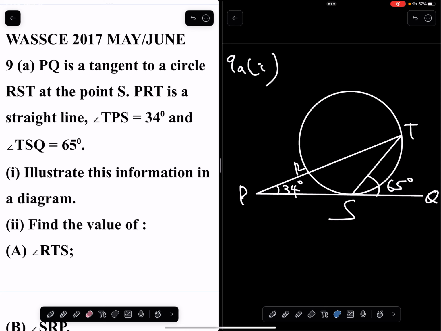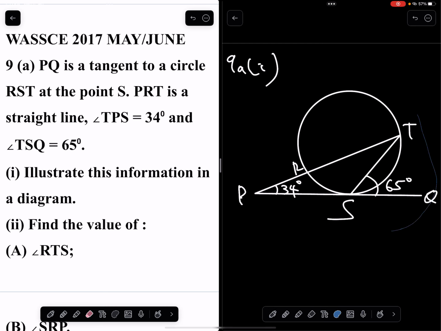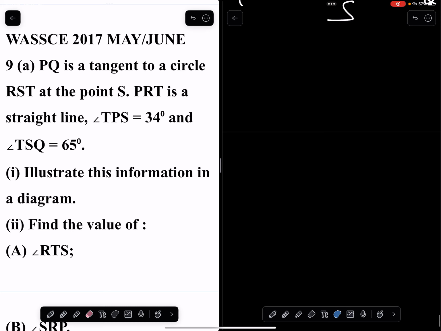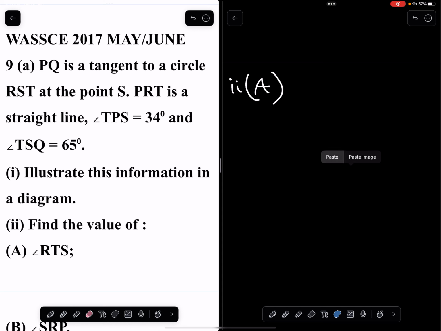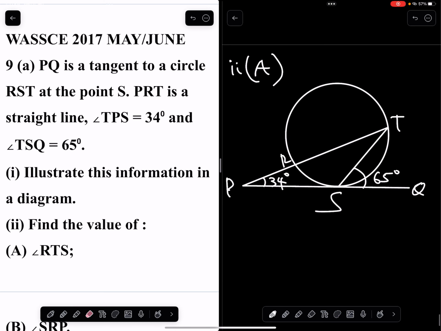Okay, Roman figure 2, capital letter A, says find angle RTS. So I still need this diagram. Let me get the diagram. Now to Roman figure 2, capital letter A. It says find angle RTS. Now let's have a diagram. That's the diagram. How do we now find angle RTS?